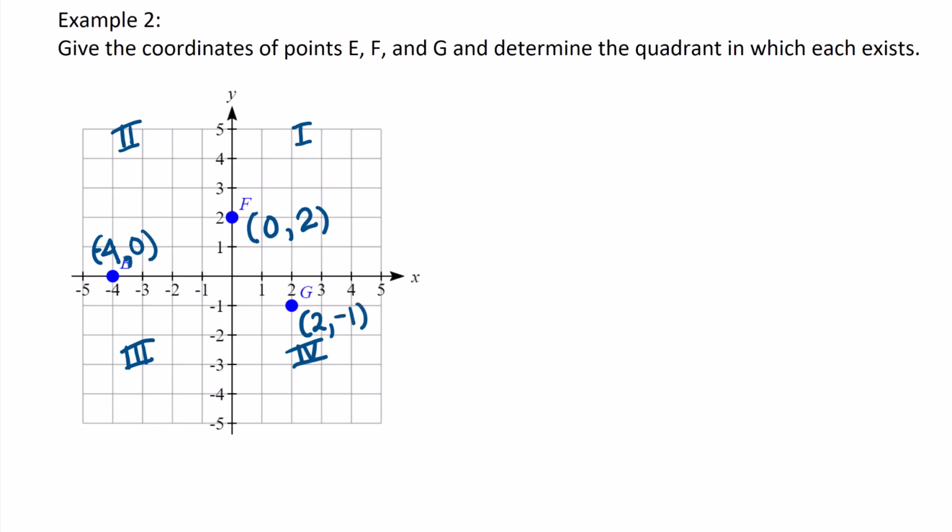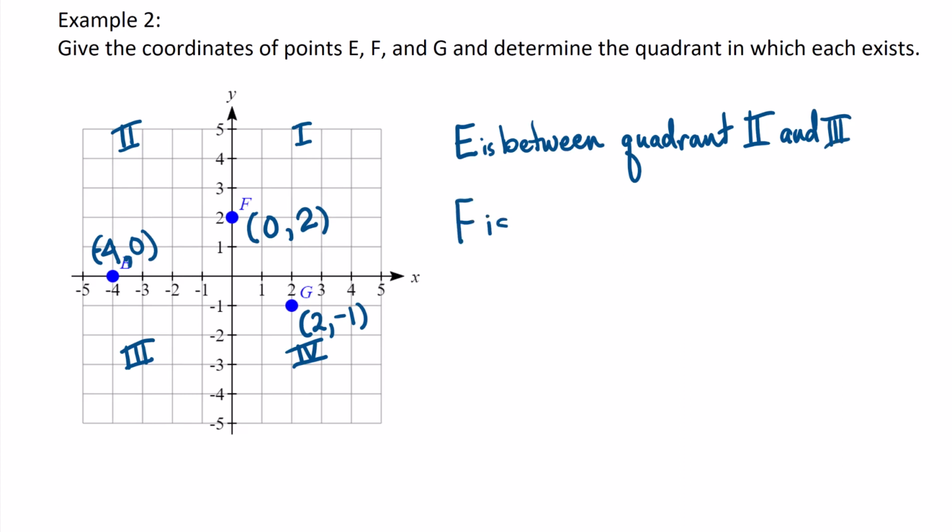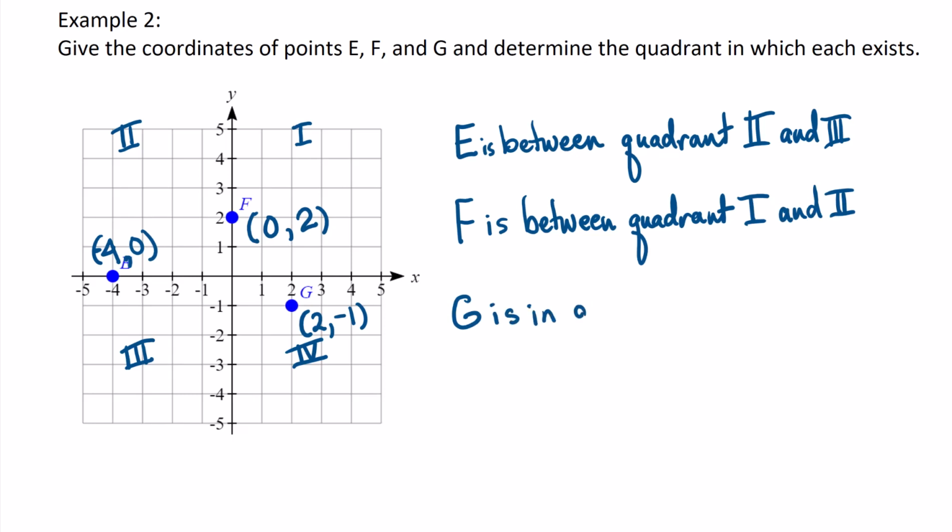Now let's talk about what quadrant they're in. E is between quadrant 2 and 3. F is between quadrant 1 and 2, and G is in quadrant 4.